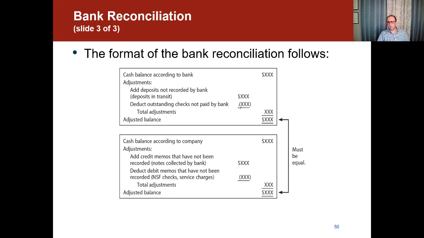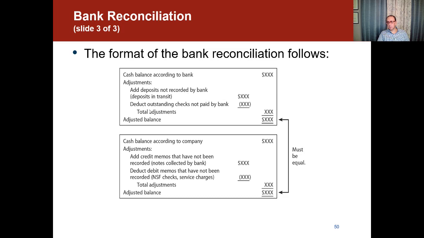So what are these kinds of things? We have two major things, something called deposits in transit, which are deposits not recorded by the bank yet. Let's say we received some checks, and these checks were not deposited in the bank yet. We didn't bring them to the bank yet, so the bank doesn't know about it. So these need to be added to our balance according to the bank. So we add the deposits not recorded by the bank, and we call them deposits in transit.